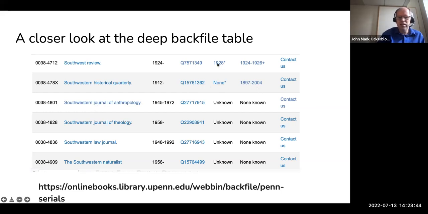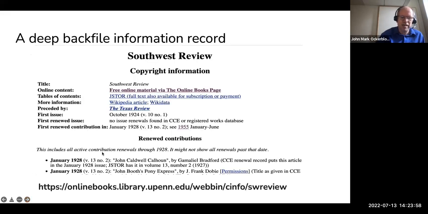and there's actually a bunch of it online. And for the Southwest Review, there was a copyright renewal, and the earliest one we found that's still active is from 1928. We can click on that 1928 and go to the full record that we have on this in the deep backfile. I will show you that right now. This is probably more filled out than many records, but basically what this shows is, yes, we know about the Southwest Review.